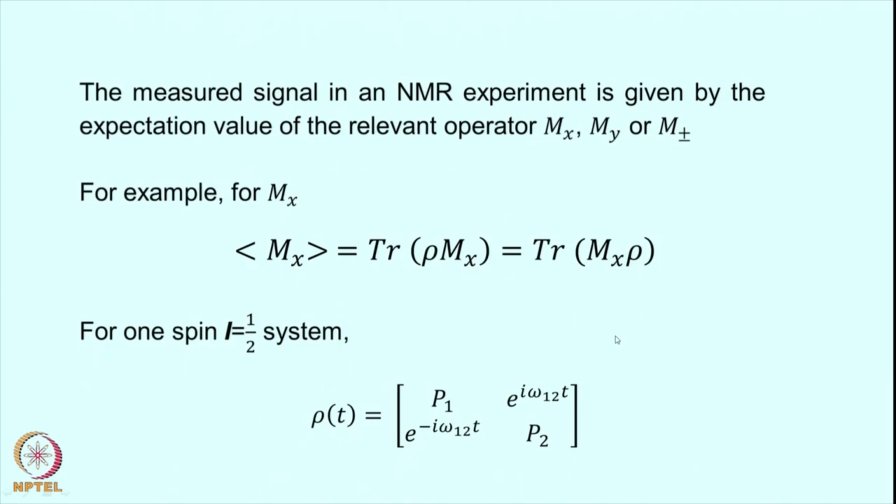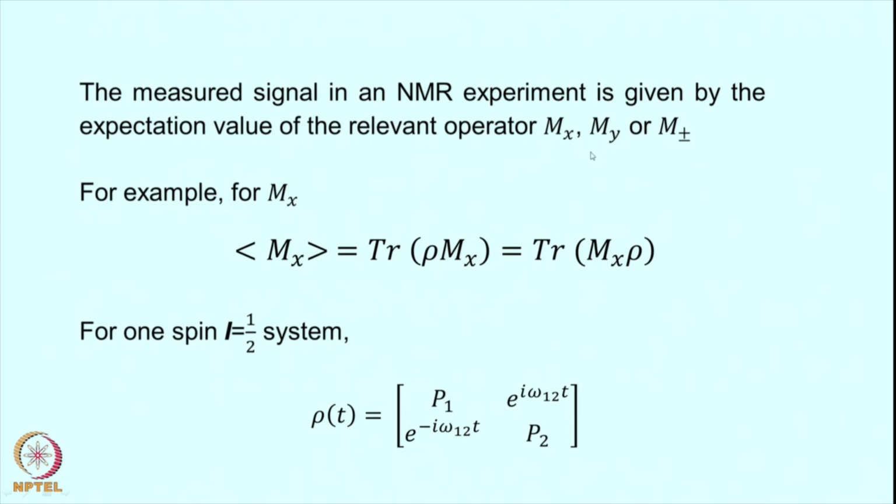Okay. Now, having seen what the density matrix is, we must also see what a measurement is. In fact, we have discussed this earlier also. When we measure a signal in an NMR experiment, what we are actually measuring is the so called expectation value of the relevant operator, mx or my or m plus minus. M plus minus, these are called raising and lowering operators. This is called mx plus i my.